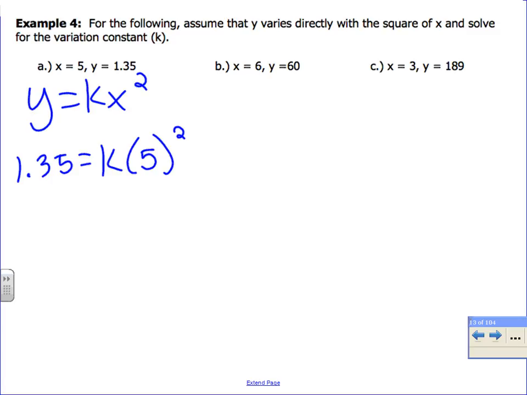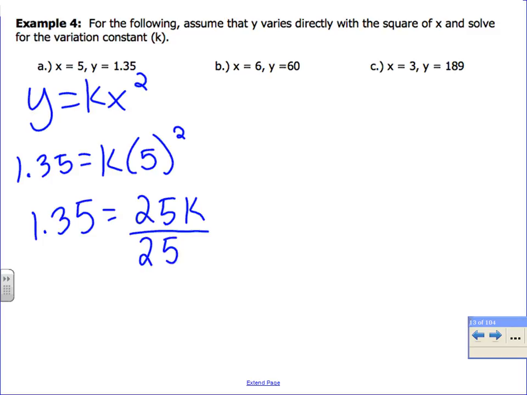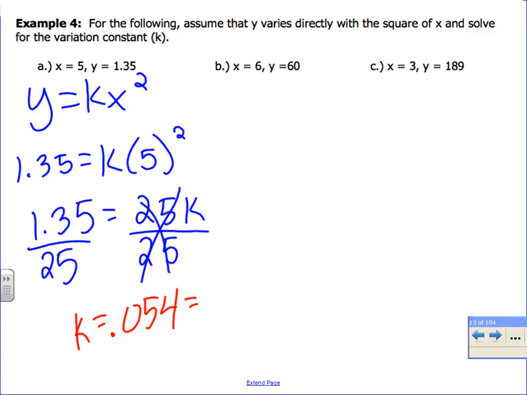So at this point, we need to solve. Okay. So let's square 5 first. So we have 1.35 equals 5 squared is 25, so 25k. So to find k, divide both sides by 25. What is k? Gigi. Good. K is 0.054. Can someone convert that to a fraction for me?